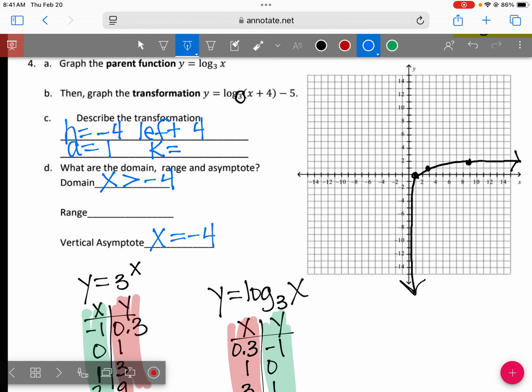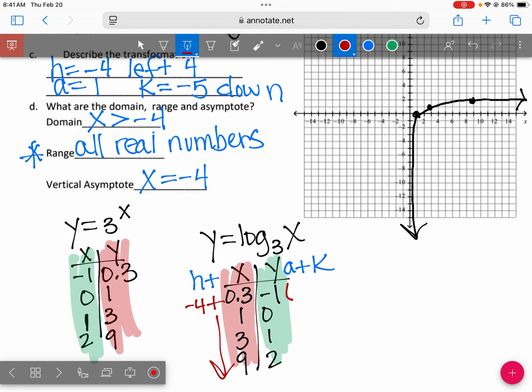So you're adding -4, and you're multiplying it by 1 and subtracting 5. So take a minute and get your new table, graph it out, and we'll be done.